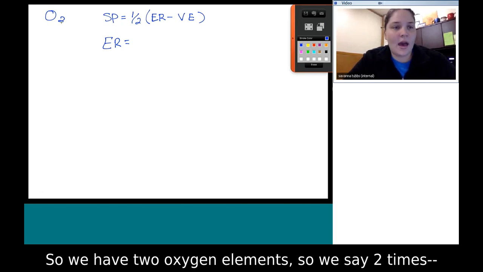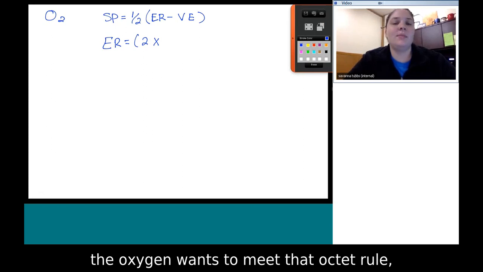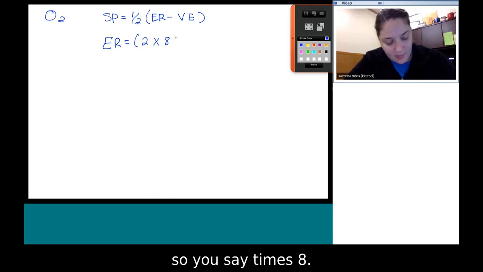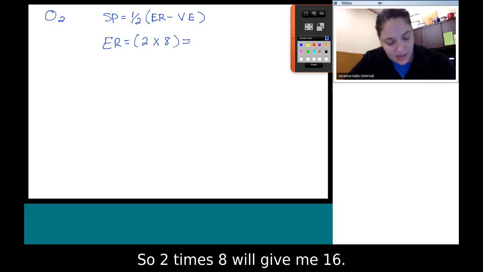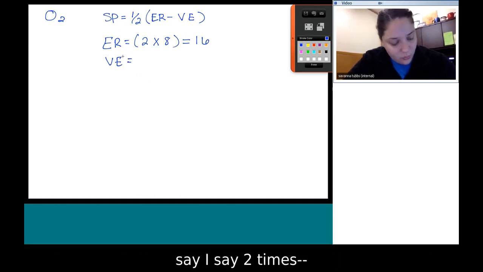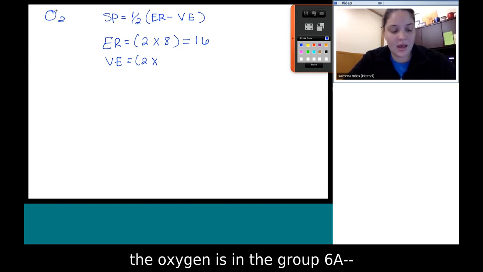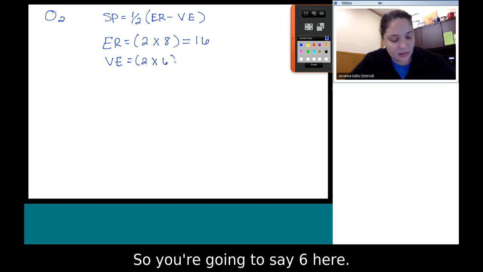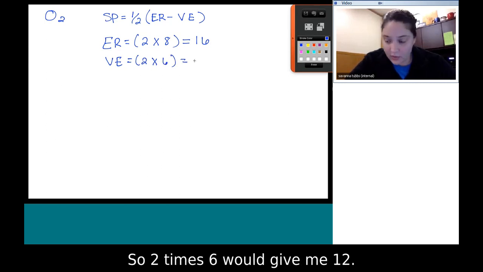So we have 2 oxygen elements. So we say 2 times. The oxygen wants to meet that octet rule, so it wants 8 valence electrons. So you say times 8. So 2 times 8 will give me 16. And then for valence electrons that I have 2. So I say 2 times. The oxygen is in group 6A. It's a group 6A element. So you're going to say 6 here. So 2 times 6 will give me 12.